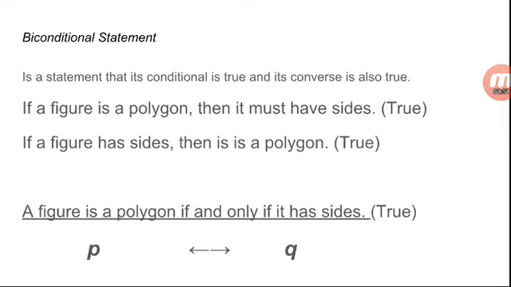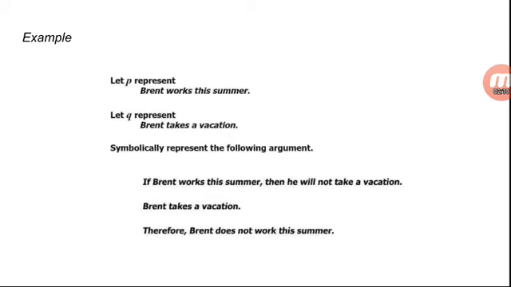Notice the truth values. It is a good habit to put truth values by a logical statement. The back and forth arrow down below is read if and only if. As you can see, the statement is, a figure is a polygon if and only if it has sides, which is also true.